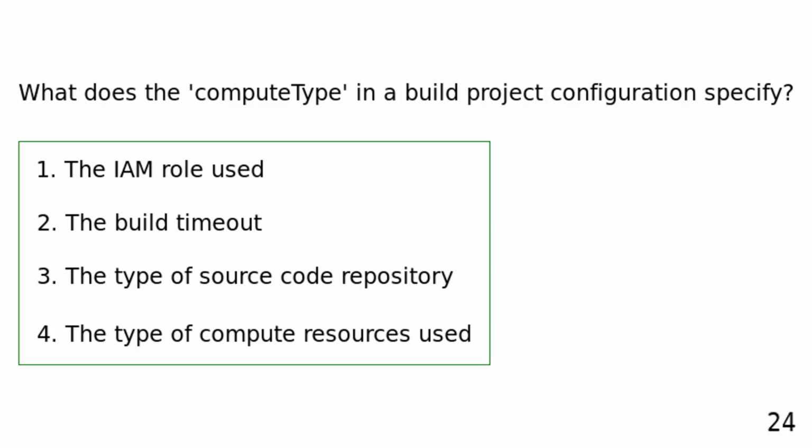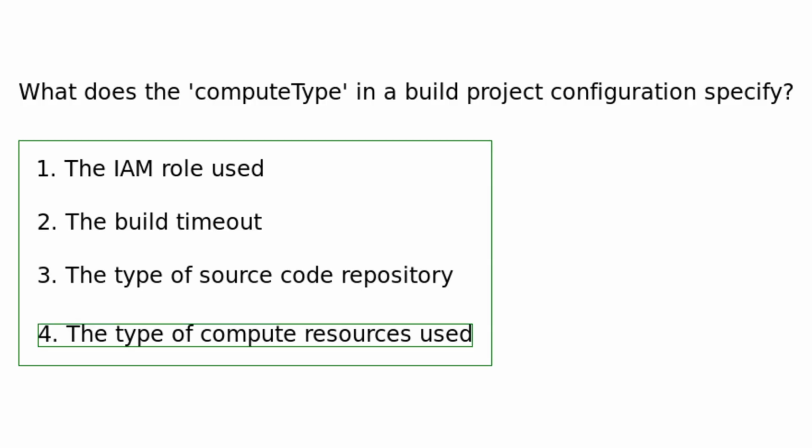What does the compute type in a build project configuration specify? The IAM role used. The build timeout. The type of source code repository. The type of compute resources used. The compute type in a build project configuration specifies the type of compute resources used for the build.